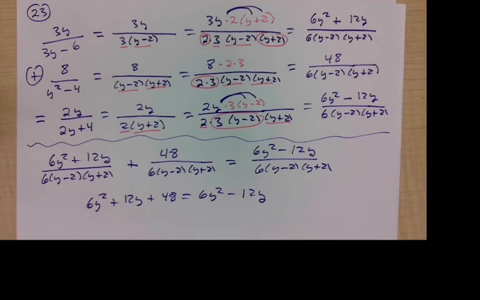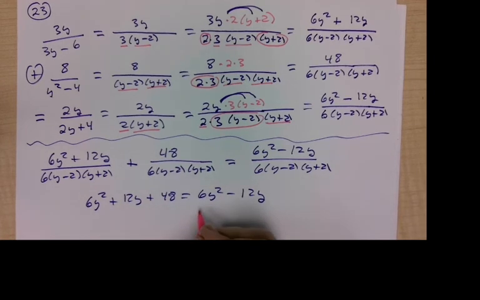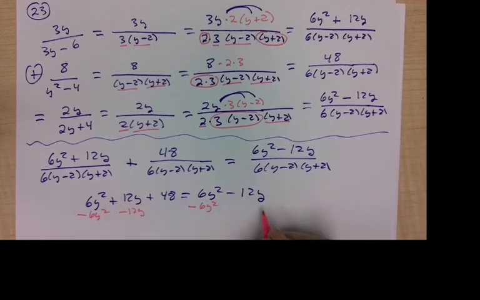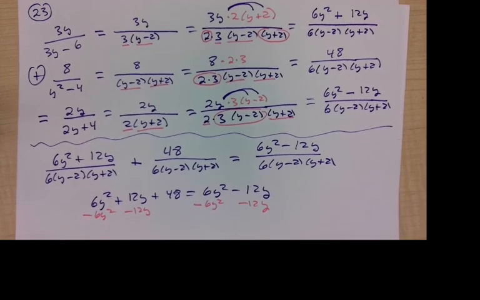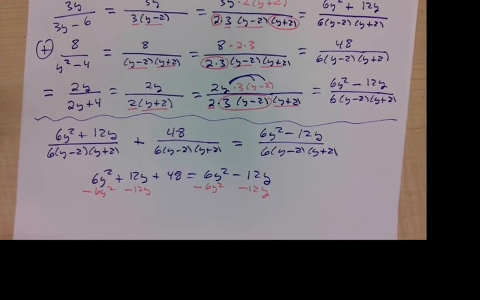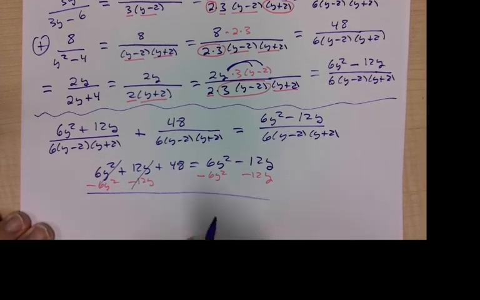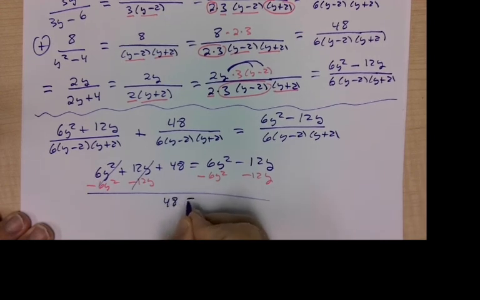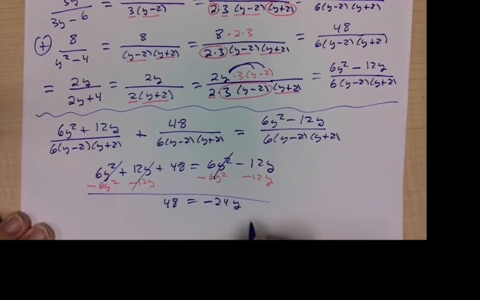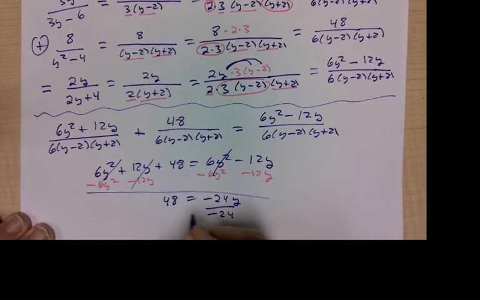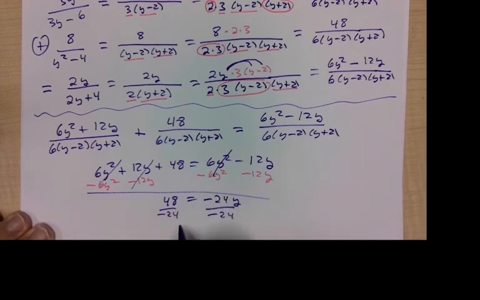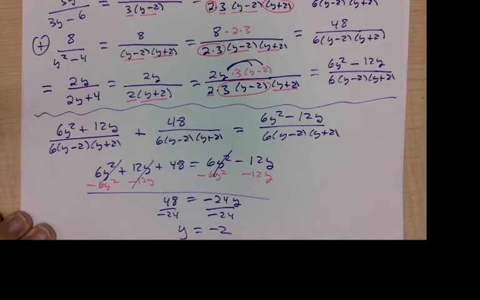So let's go ahead and subtract 6y squared from both sides. And let's go ahead and subtract 12y from both sides. So what does that leave me? Where are we now? That's gone, that's gone. I am at 48. That's 0. Negative 12y is negative 24y. So if I divide both sides by negative 24, it looks like I'm going to say y equals negative 2, but what do I think about that?